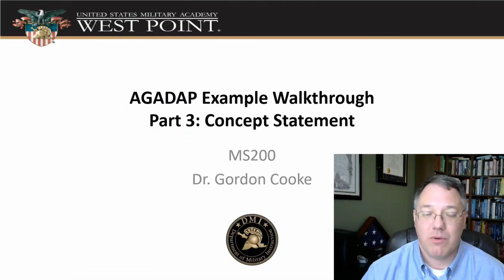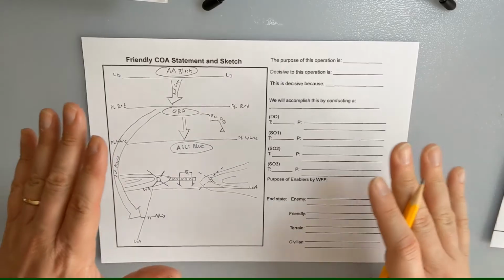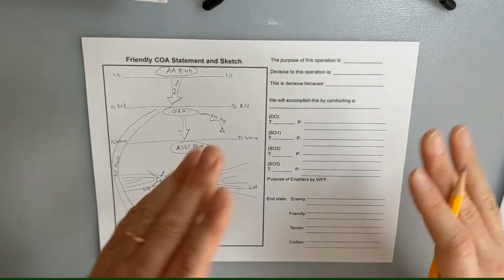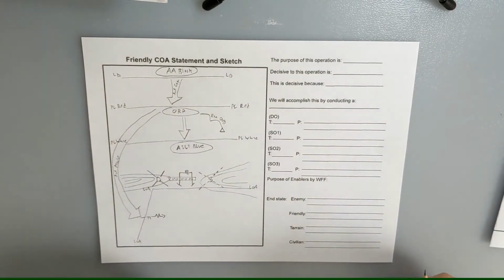Okay, welcome to our part 3 video working through our AGADAP walkthrough. In part 1, I went through steps 1 through 5, how we do some AGADAP planning and analysis and putting that all together. In part 2, we looked at how to draw the COA sketch, right? And now we're going to go through the concept statement and how that gets written. We've got our concept sketch done, and now we have to look at how to do our statement.